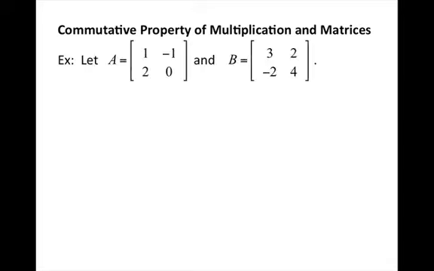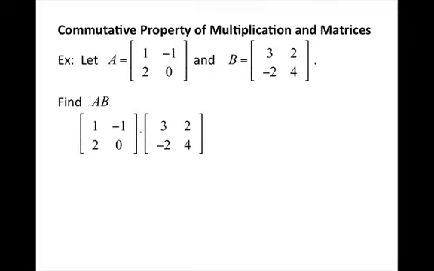I want to know, is the same true for matrices? So let's let A be the 2 by 2 matrix that consists of 1, -1, 2, 0. And let's let B be the 2 by 2 matrix that consists of the rows 3, 2, and negative 2, 4. So first, let's find A times B. Let's write A first. So if I do that, I have the matrix 1, negative 1, 2, 0 times the matrix 3, 2, negative 2, 4.